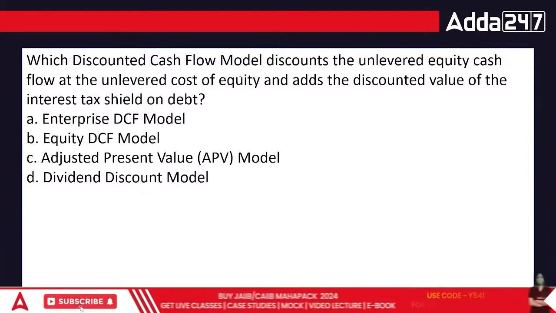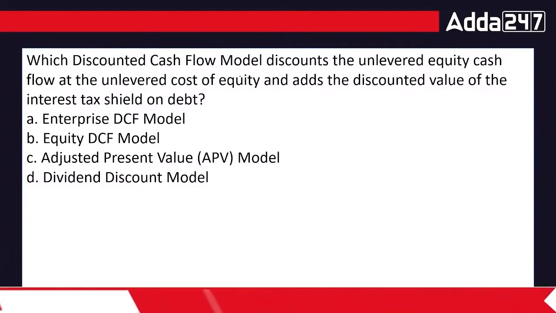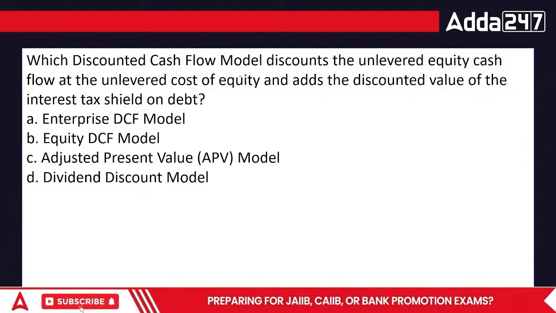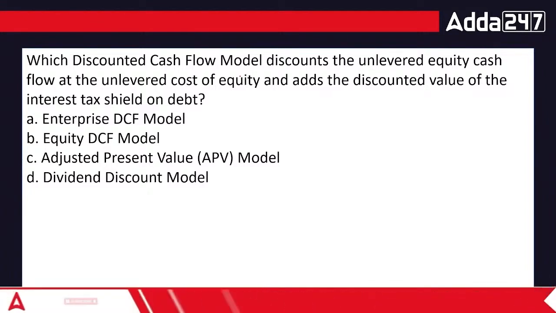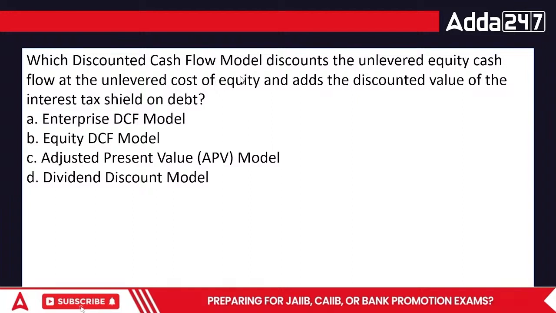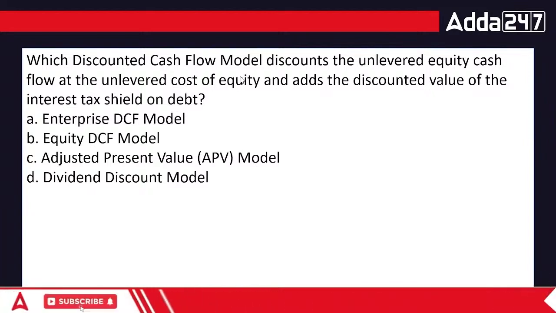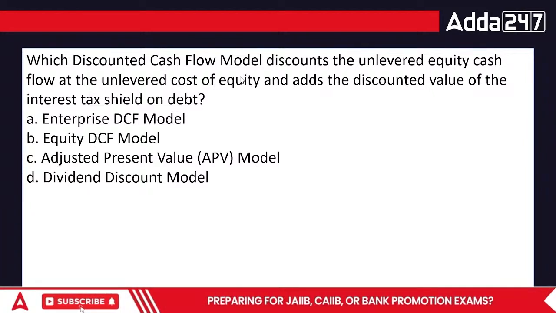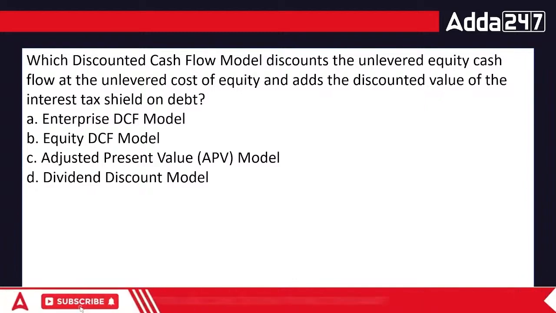Now the answer is enterprise DCF model, the equity DCF model, discounted cash flow. Then we have adjusted present value, APV, or dividend discount model. What's the answer? Which discounted cash flow model works upon the discounted cash flow? Everyone, discounted cash flow is basically based upon adjustment of the present value. So related to the adjustments, we have adjusted present value.